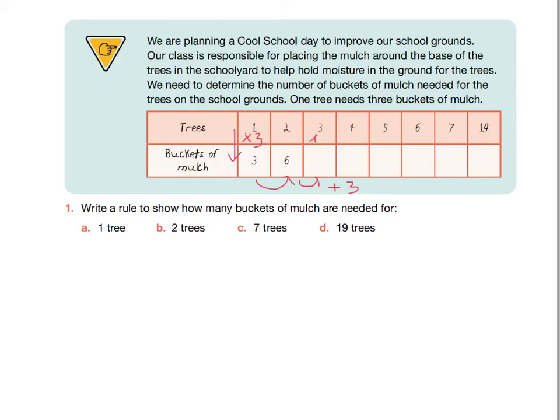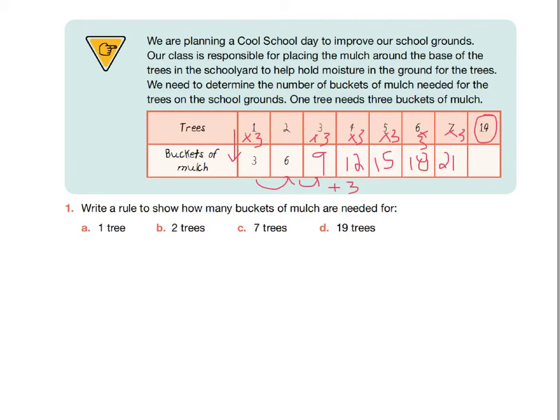So then I would go 3 times 3, which would be 9, 4 times 3, which would be 12, 5 times 3, which would be 15, 6 times 3, which would be 18, and 7 times 3, which would be 21. The last one, so I don't have to count all the way up to 19. Otherwise, that would take you quite a long time. You'd have to extend your table.